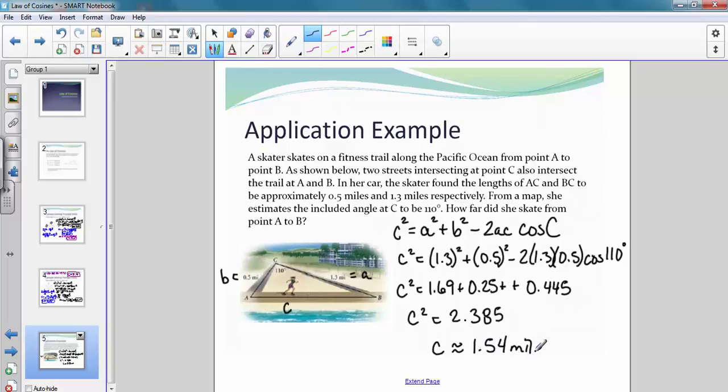So c is approximately 1.54 miles. So that means when our skater skates from point A all the way to point B, she has skated approximately 1.54 miles. So that's really all you need to know about the law of cosines.